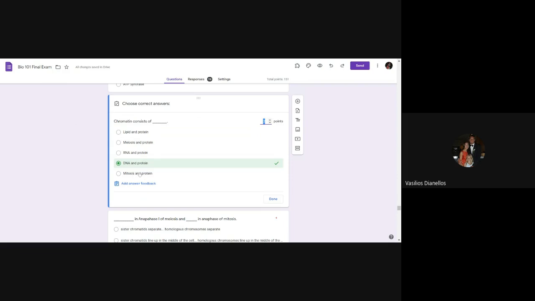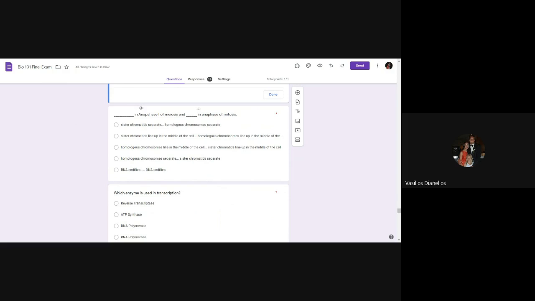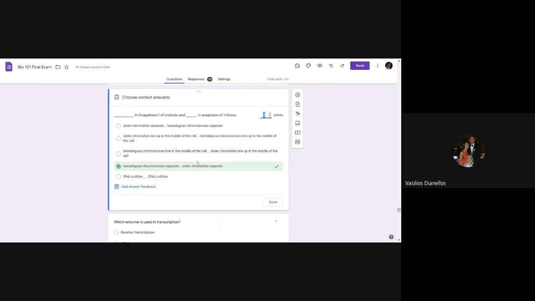All right, so here we're looking at anaphase one versus anaphase in mitosis. So the key here is we're dealing with homologous chromosomes versus sister chromatids. And also, again, we're dealing with anaphase. Remember, anaphase is when they separate. So the answer is homologous chromosomes separate versus when sister chromatids separate. Full credit for that.